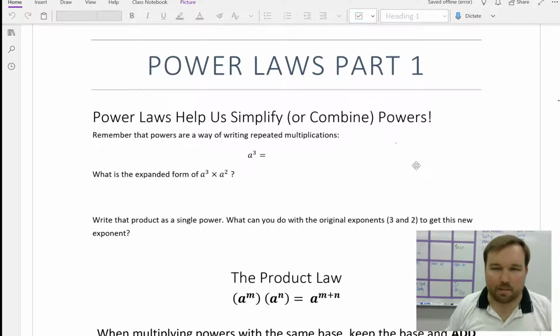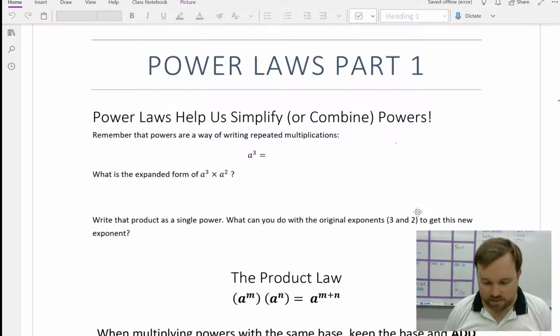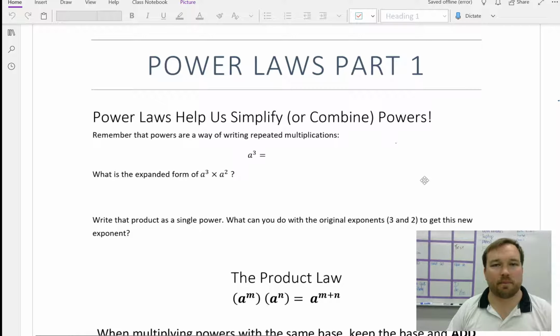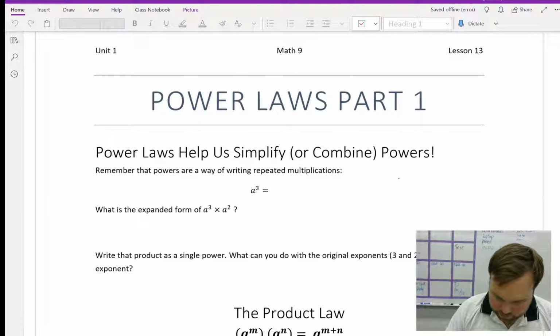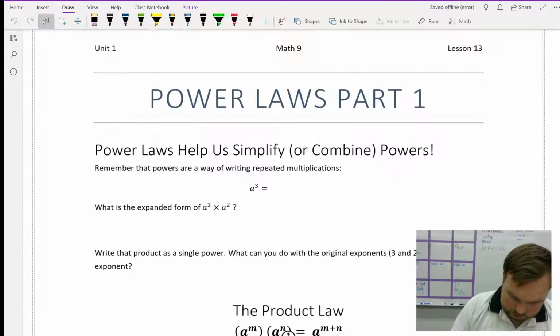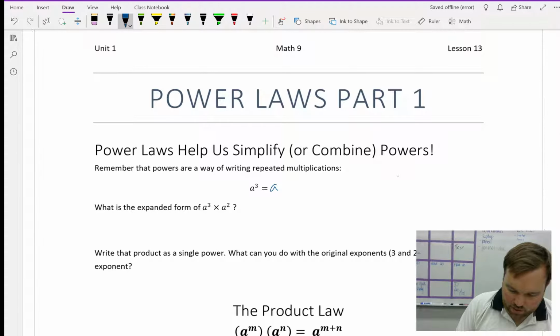Okay, so we're looking at power laws for this lesson and for the next couple of lessons. And power laws are used to simplify complex expressions, both numerically and when using algebra. So here we have an example where we have a to the 3, and just to remind you, a to the 3 is really like a times a times a.